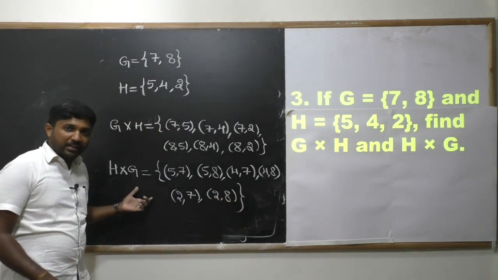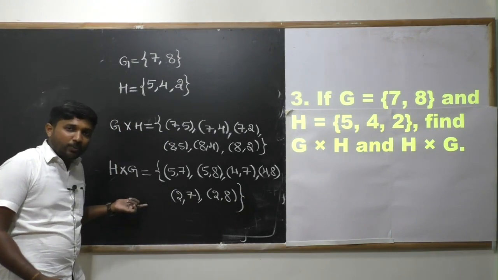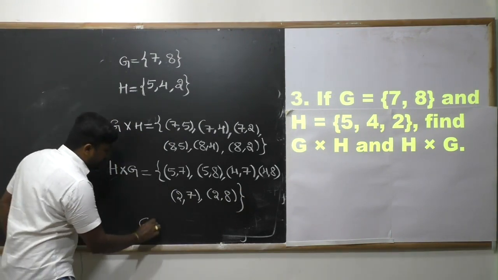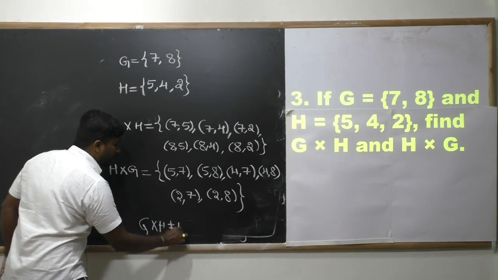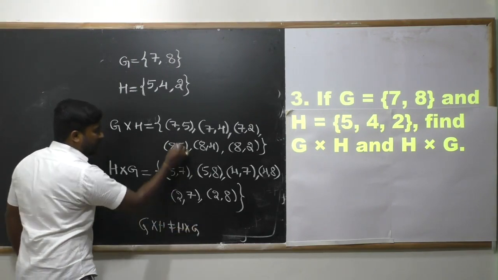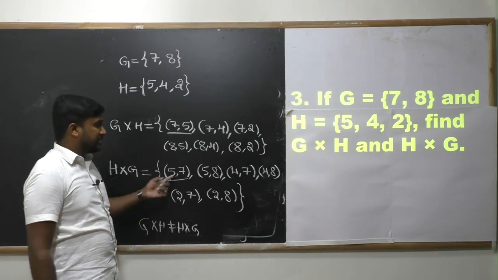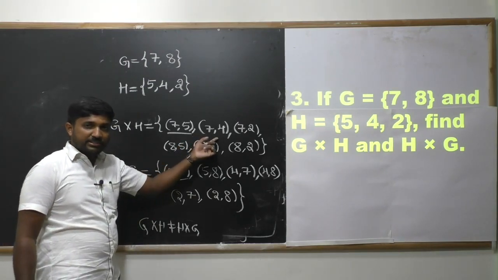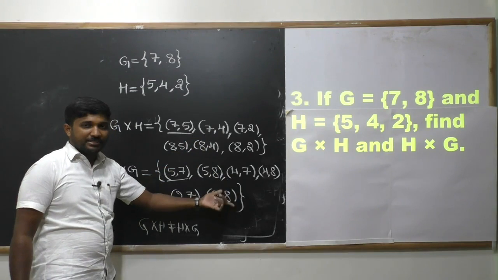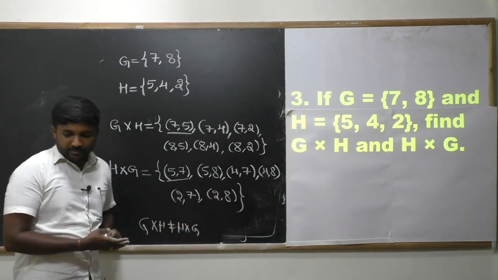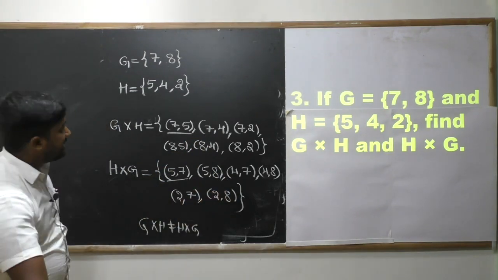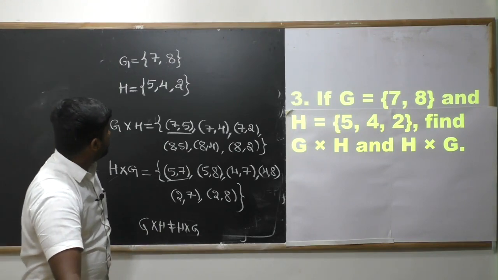Are they equal? H cross G and G cross H are equal? No. G cross H is not equal to H cross G, because ordered pair (7, 5) is not equal to ordered pair (5, 7). Similarly (7, 4) is not equal to (4, 7), etc. Okay, the cross product between two sets is non-commutative.